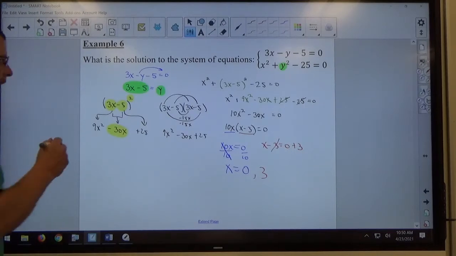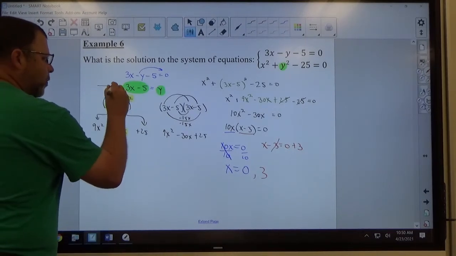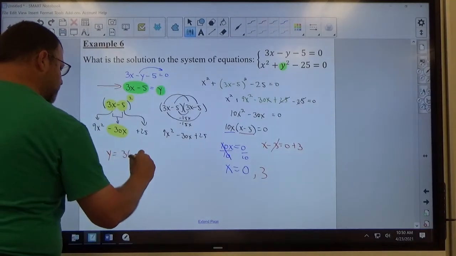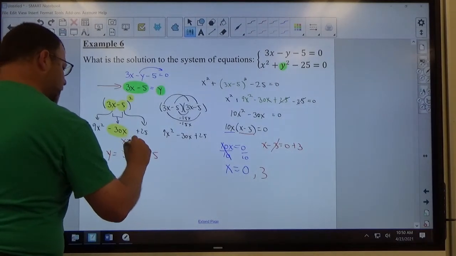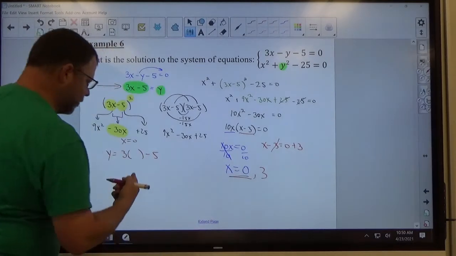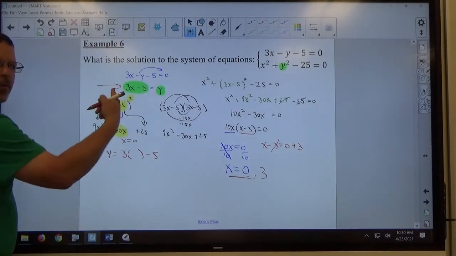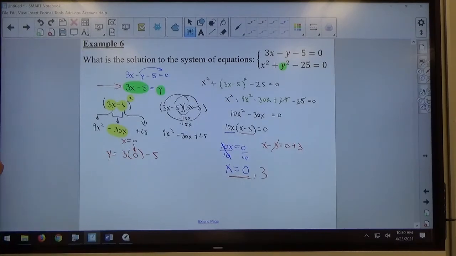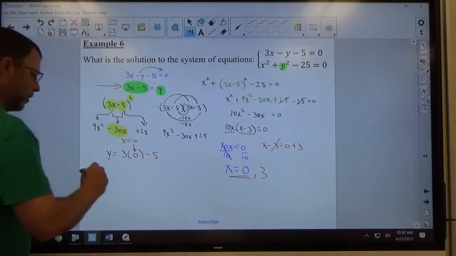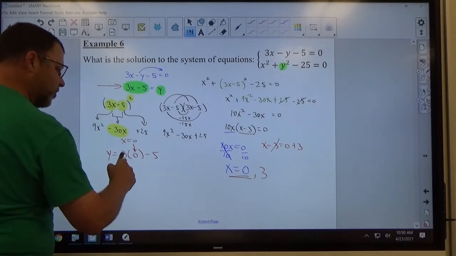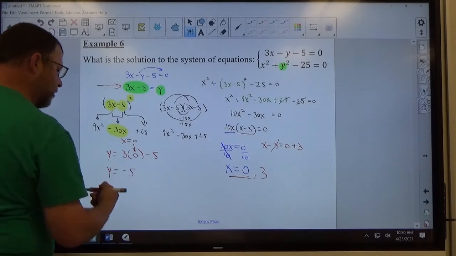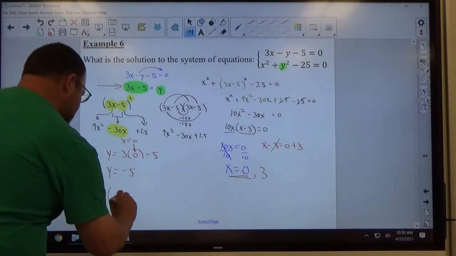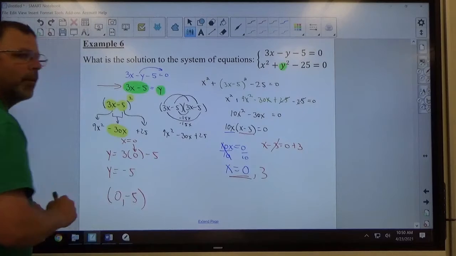So if x equals 0 and y equals 3x minus 5, and I'm taking this answer here, x equals 0. This says what y equals up here. I'm going to replace x with 0 with another simple substitution. 3 times 0 is 0, 0 minus 5 is negative 5. So x of 0 goes in, y of negative 5 comes out. 0, negative 5 is a point of intersection of the line and the circle.